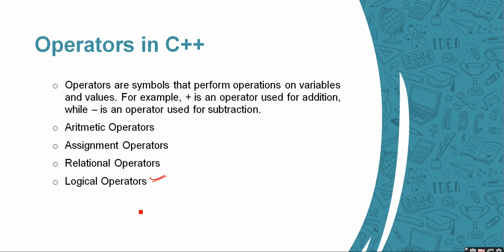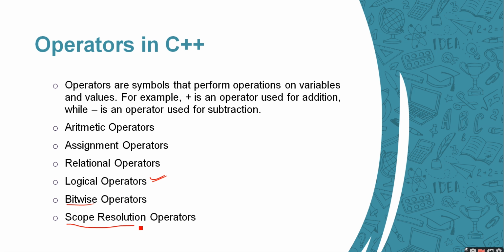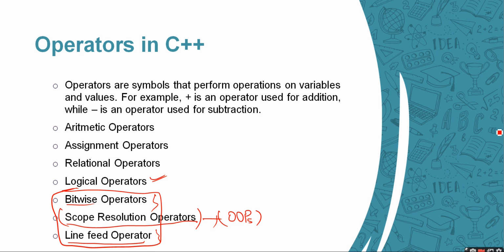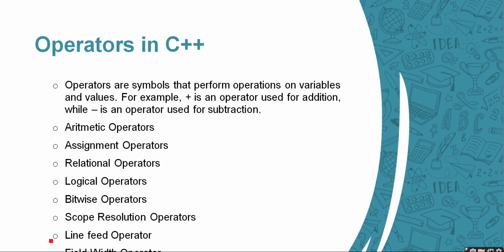So we have logical operators. We are going to look at all of them one by one. Then bitwise operators, then the scope resolution operator, and then the line feed operator. The scope resolution operator I will explain when the OOPS concepts are covered, because it cannot be easy to understand for now, and the same for the other two. When we have learned about classes and objects, it will be easy for us to understand these three of them.